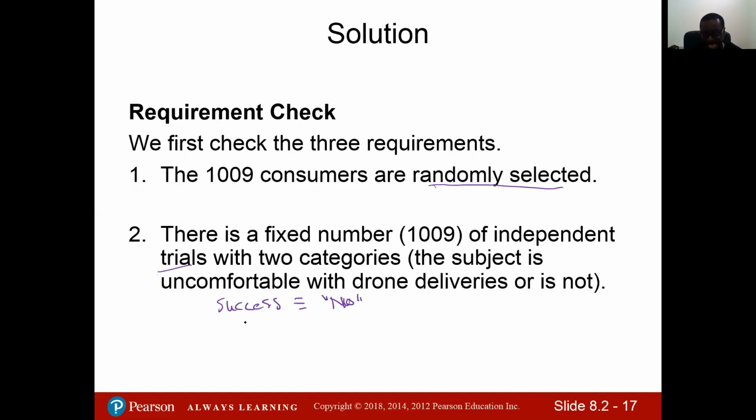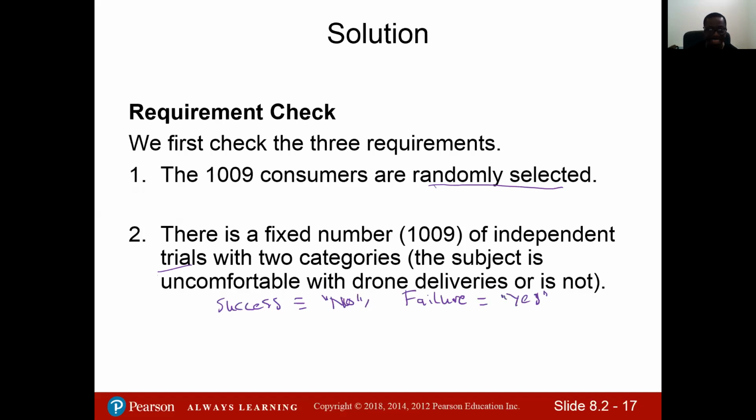Okay, so again, success doesn't mean that it is positive. It's your claim, your focus in the question. If we were to look at those who responded yes, then our success will be yes, and our failure will be no. So in this case, success is no, and then the failure is yes. So see how that works?